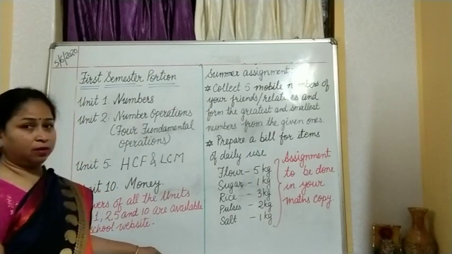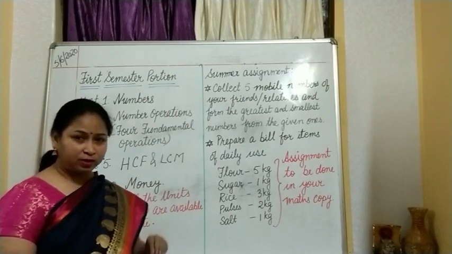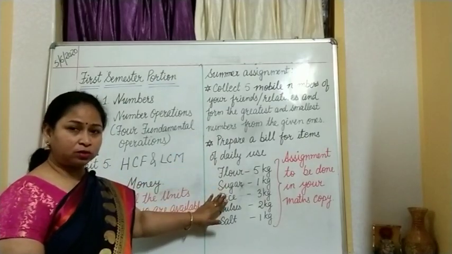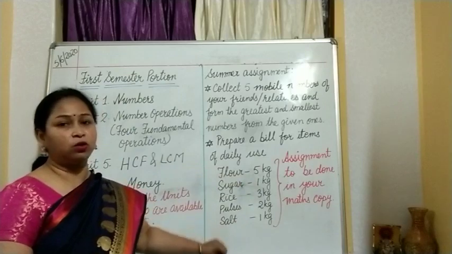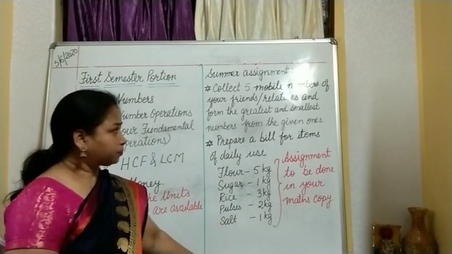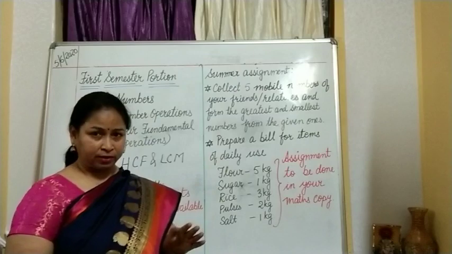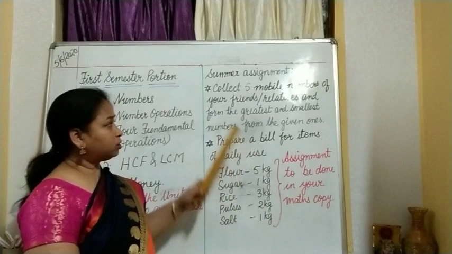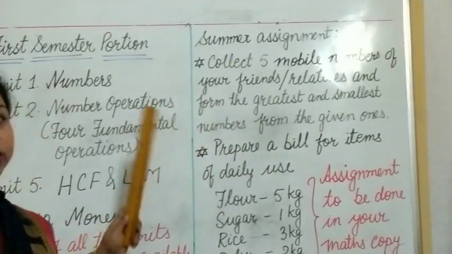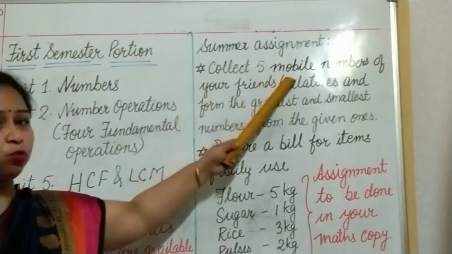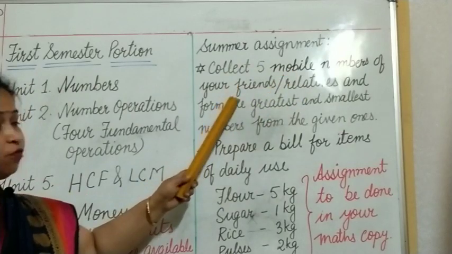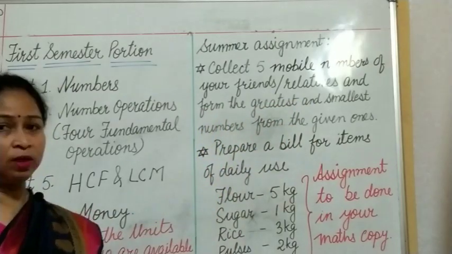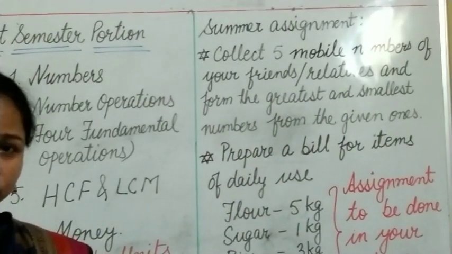Then let us come to the summer assignment. Very simple one, only two I have given. And where are you going to do both the summer assignments? You are going to do it in your classwork copy. So you will just mention summer assignment, then you do the first question. What is the first question? Yesterday I explained; let me explain it once again. Collect 5 mobile numbers of your friends or relatives, and form the greatest and smallest numbers from the given ones. It is an easy question, I hope.